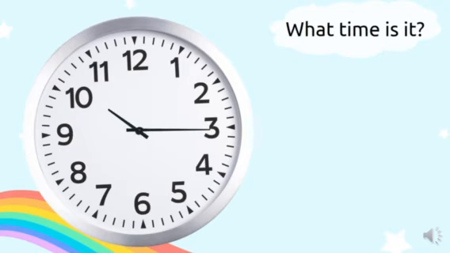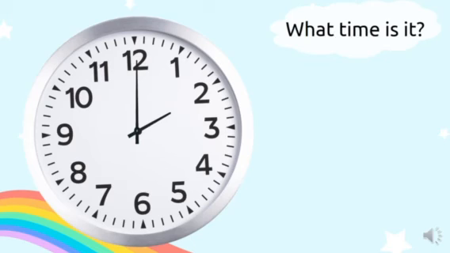What time does the clock show? To tell the time, we have to look at the hour hand first. The hour hand is pointing to 10, so the hour is 10. The minute hand is pointing to 3. But remember, to count the minutes, we need to skip count by 5. 5, 10, 15. So, it is 10:15.